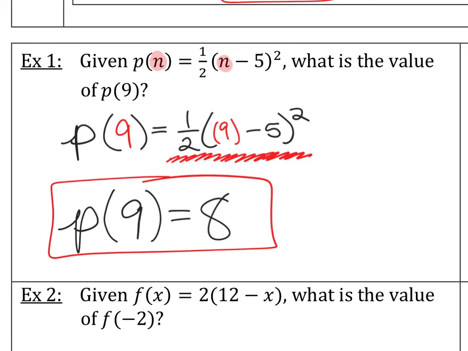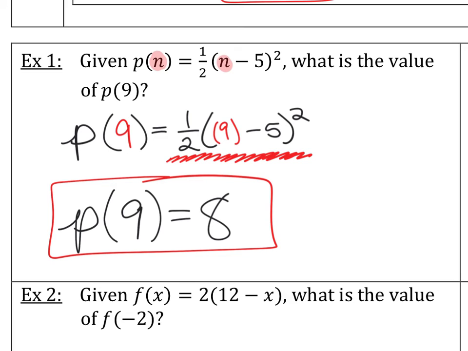That's why we do function notation, because we're going to be able to plug numbers in really easily and have inputs and outputs shown in function notation. Okay, number 2 is right underneath it. I want you guys to try number 2.